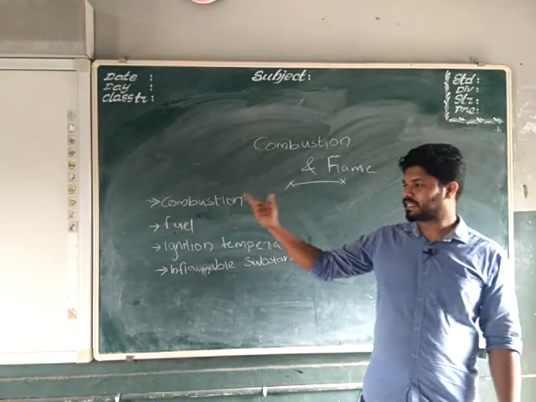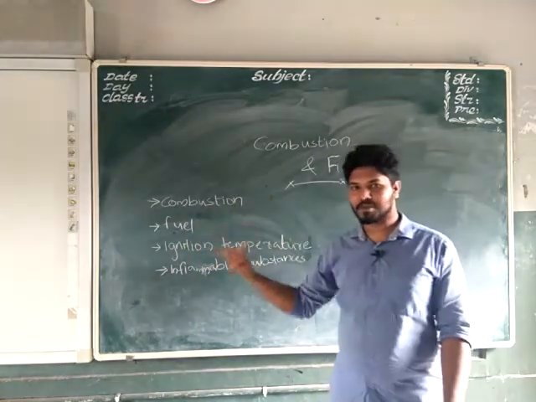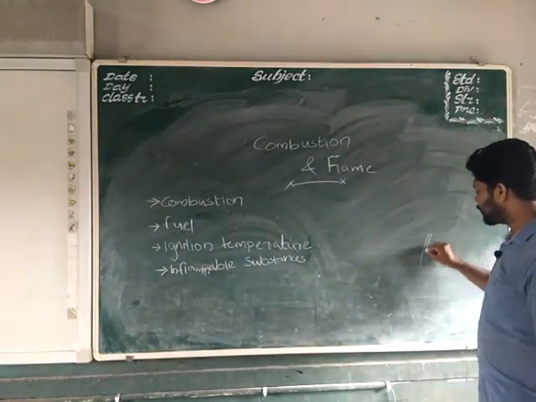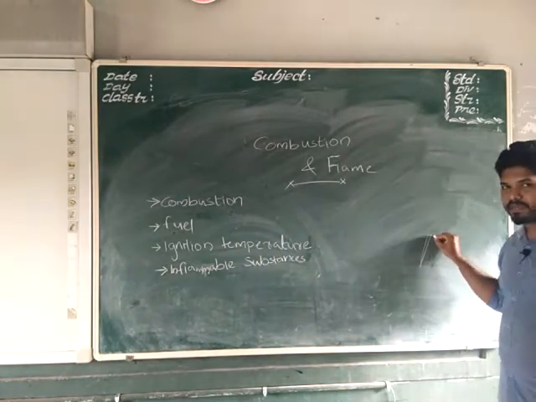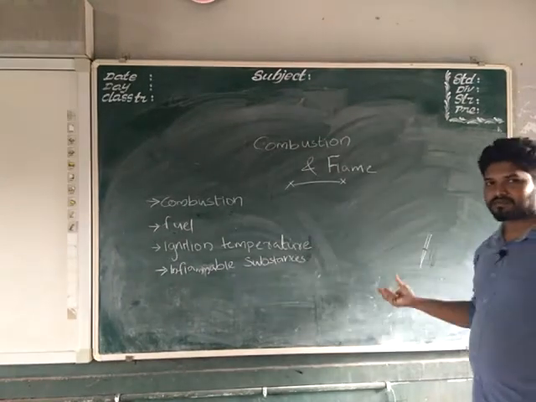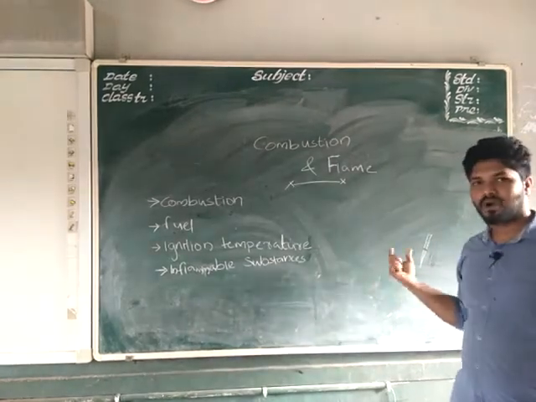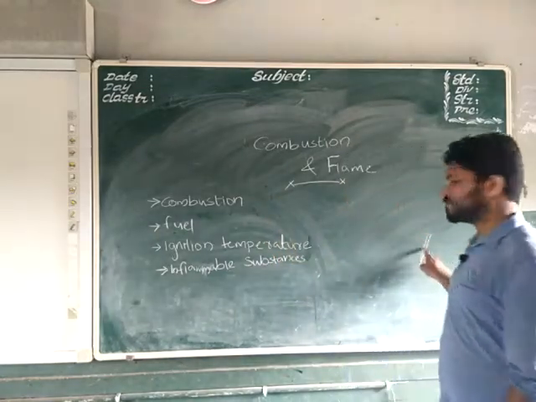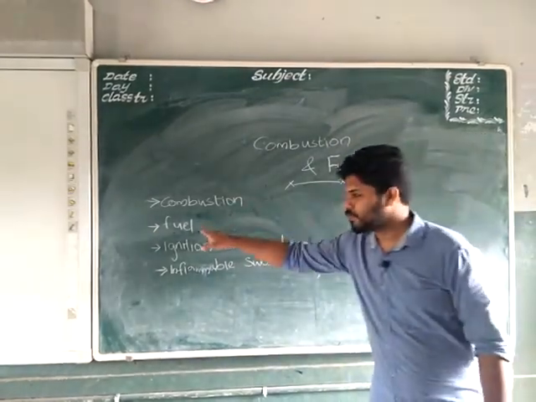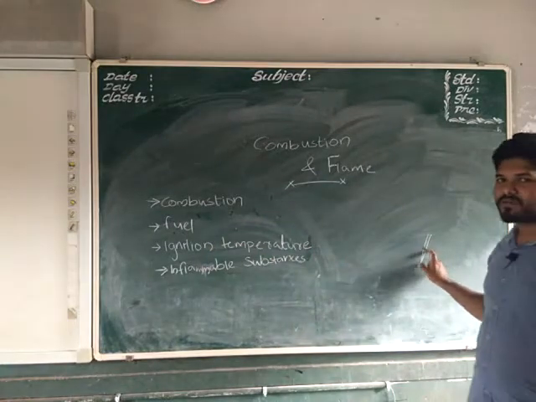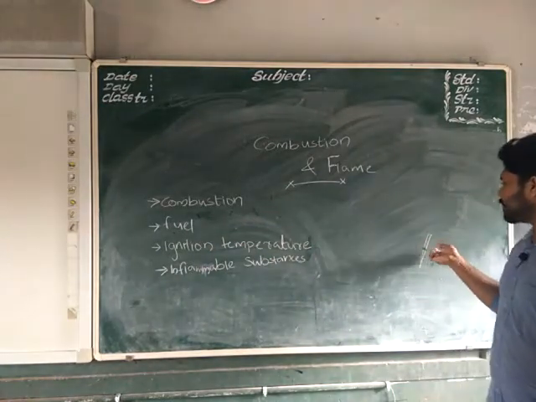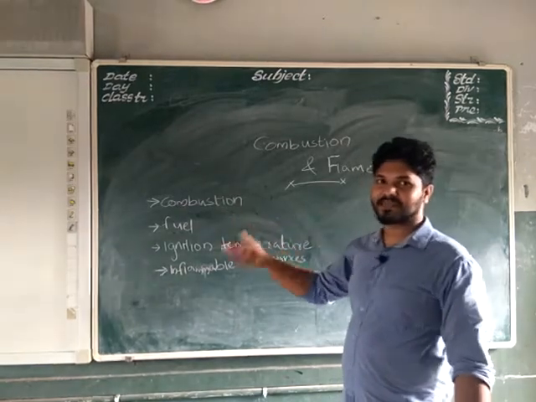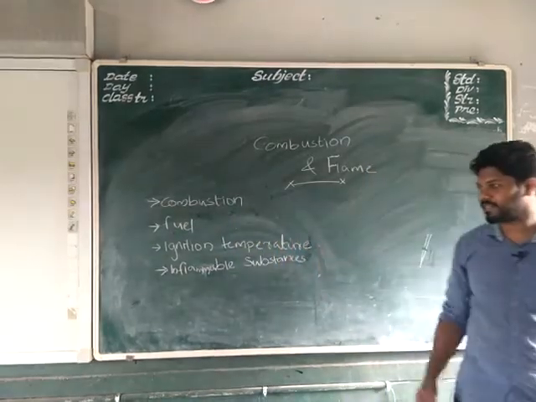Once more, the chemical process by which an object gives us heat and light. For example, if there is a wood piece, the chemical process by which it gives us heat and light in the presence of oxygen is called combustion. And the object which undergoes combustion is called fuel. So here wood is the fuel, and the process of burning this wood is called combustion. That gives us heat and light.